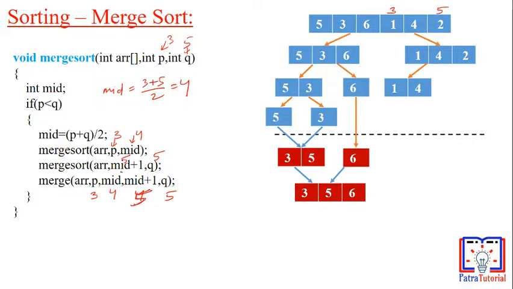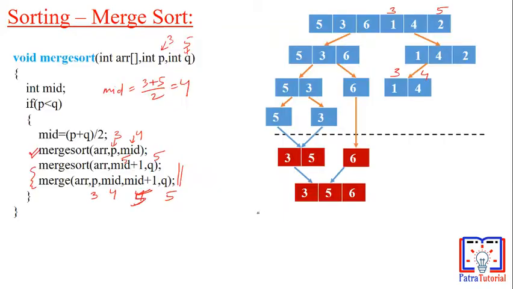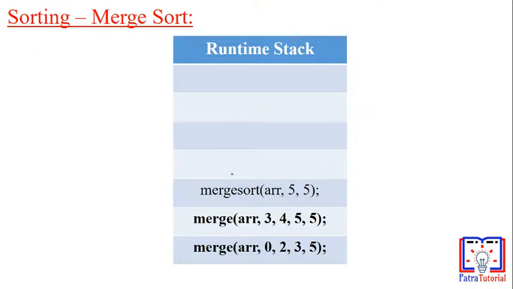Now these two instructions I will be putting into the runtime stack, and this will execute merge sort 3 and 4. That means this part, this is 3 and this is 4, right? So in this array I will be applying merge sort, and these two instructions I will put into the runtime stack. So let me do that. I am putting this one, merge sort ARR 5 5, and this one, merge ARR 3 4 5 5, into the runtime stack.